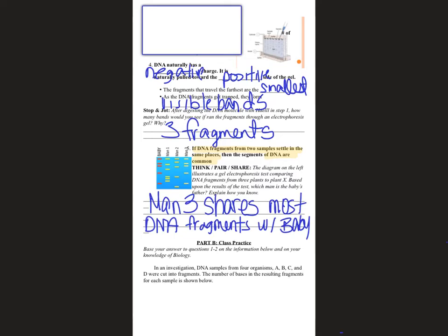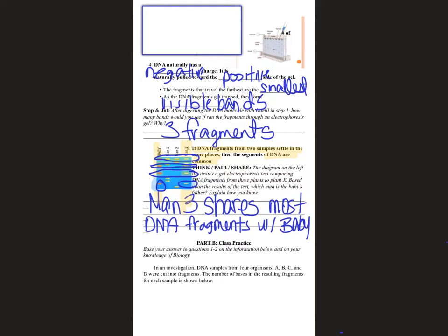You should have picked man 3 as being the baby's father because man 3 shares the most bands in common with the baby. If you look at the baby's results here and man 3's results here, you'll see that they each share a band here. They share this band together. They also share this band, these 2 bands, and this band here. So with them sharing those bands, that indicates a relationship between them.